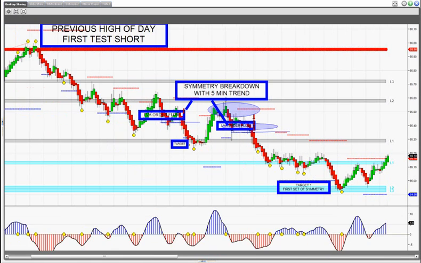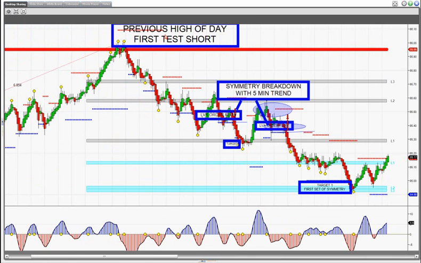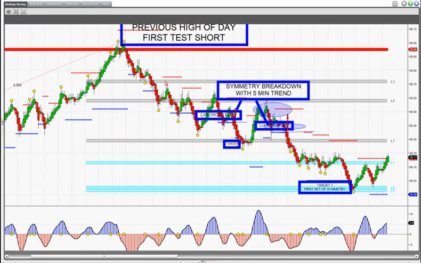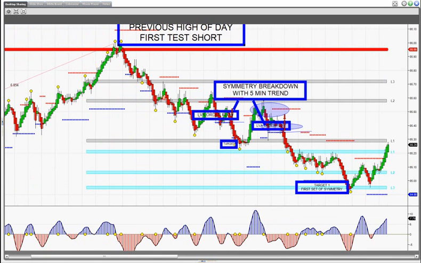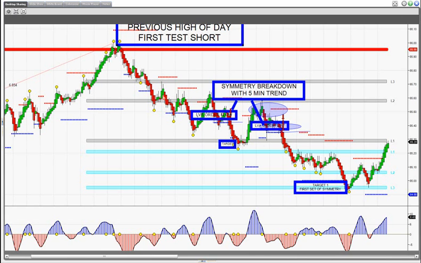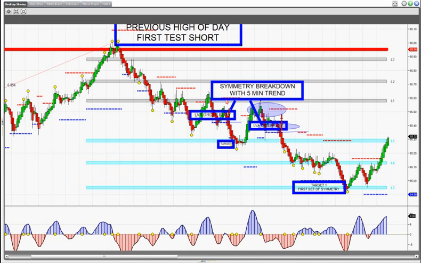Now, we had one of my other top setups that I love to trade, and let me reiterate this. This is the previous high of day first test short. If you look in the PDF, I have my trade setups categorized in order of importance. Number 1 is my symmetry dot breakdown with 5-minute trend, because it runs 40 to 60 ticks. There are some weeks it'll happen every single day. It just happened 2 weeks ago, every single day, and it moved over 40 ticks per trade. So we need to recognize that's my top setup.